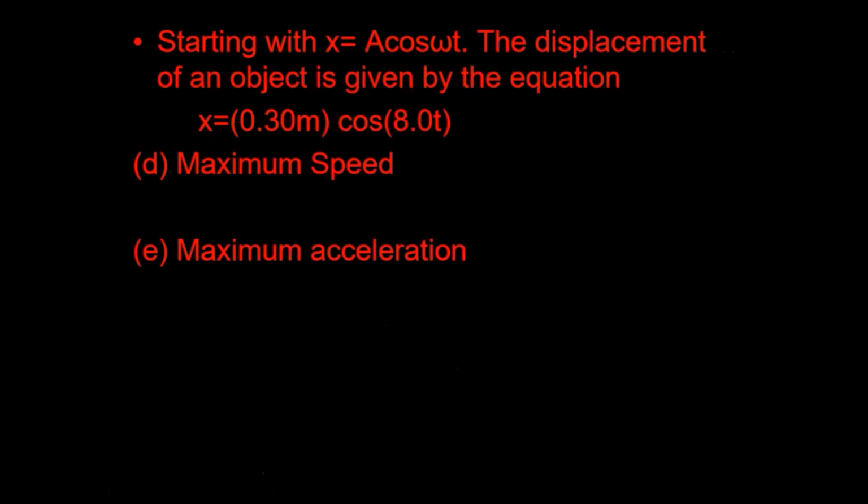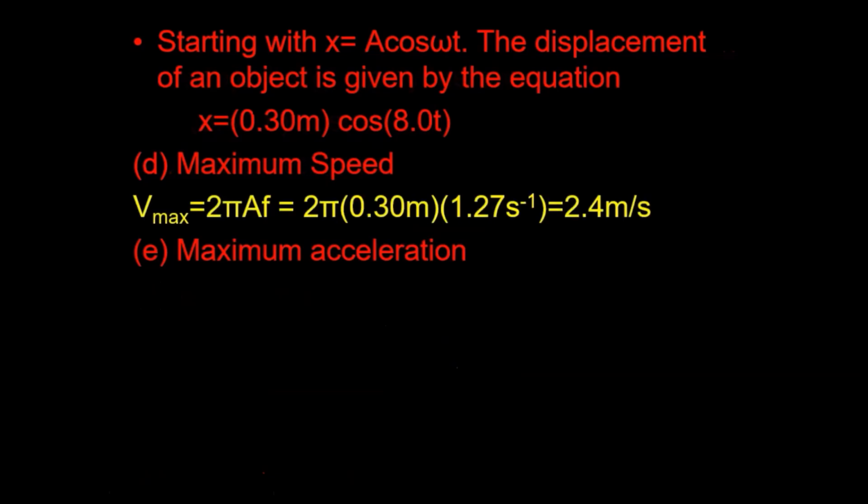Part D was the maximum speed. The maximum speed from our prior definitions is simply 2 pi A f. Substituting in and multiplying through, 2 pi times 0.3 times 1.27 for our frequency will give us 2.4 meters per second.